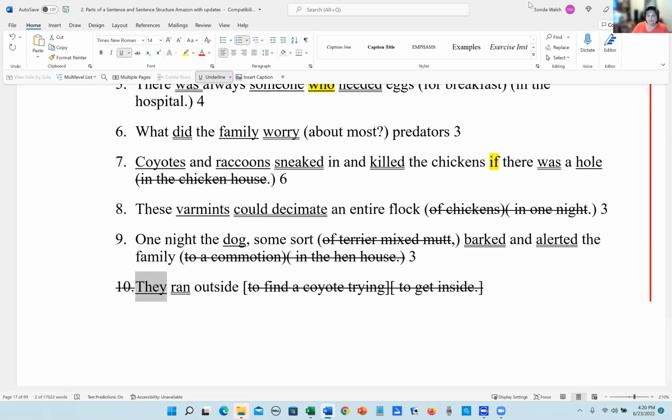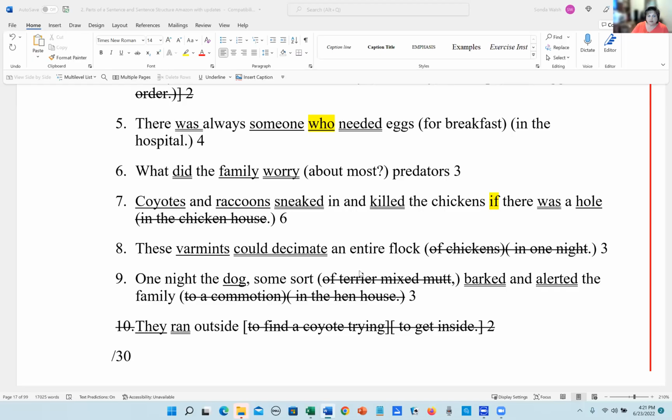Okay. So this sentence has, we have 30 for this exercise. So count up the number you have correct and put it over 30.